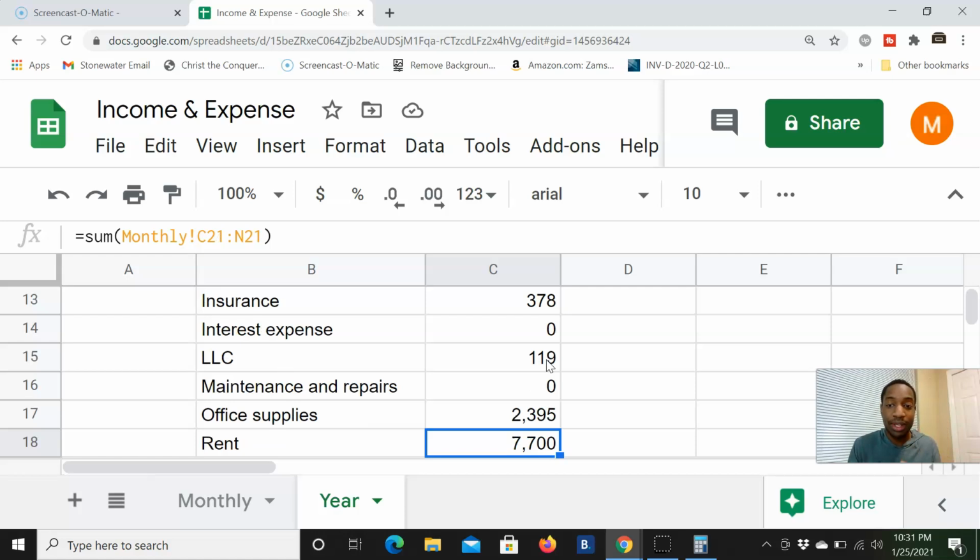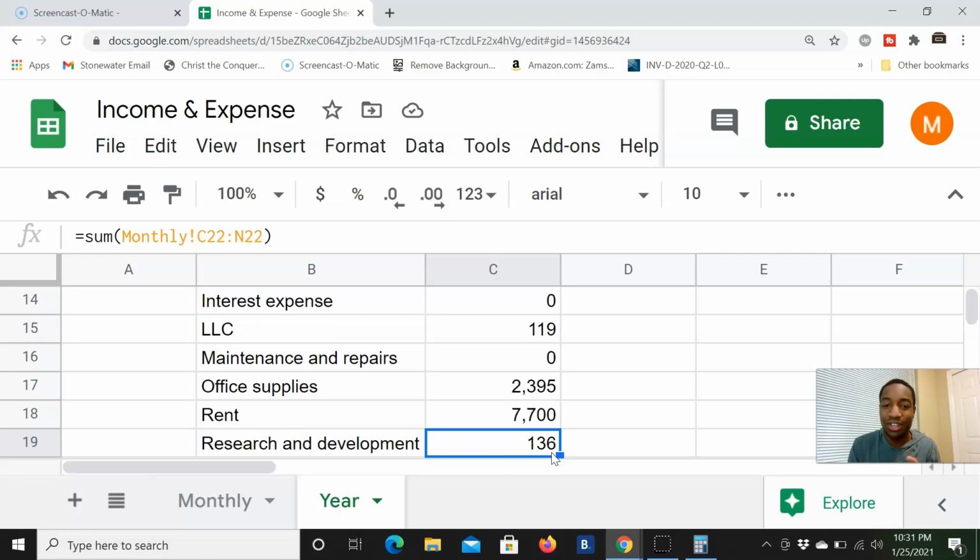Rent, I actually put my rent here. Now, this is my full rent. Most likely, I will cut it down to like 50% of this, so this would be more around $3,700. But I just wanted to put the full amount for you all to see. I spend around $700 a month on rent, and so, yeah, I guess that's 11 months. So that's how much I spent so far this year on it.